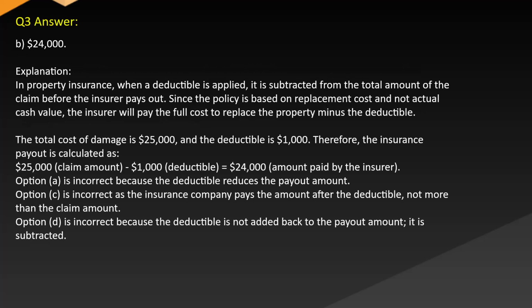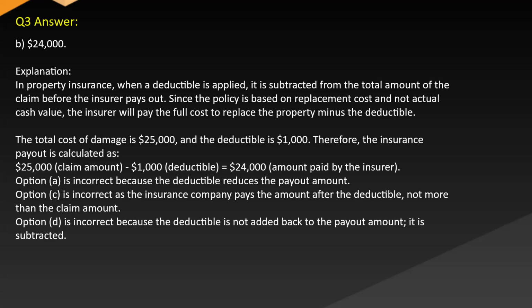Answer. B. $24,000. Explanation. In property insurance, when a deductible is applied, it is subtracted from the total amount of the claim before the insurer pays out. Since the policy is based on replacement cost and not actual cash value, the insurer will pay the full cost to replace the property minus the deductible. The total cost of damage is $25,000 and the deductible is $1,000. Therefore, the insurance payout is calculated as $25,000 claim amount minus $1,000 deductible equals $24,000 amount paid by the insurer.